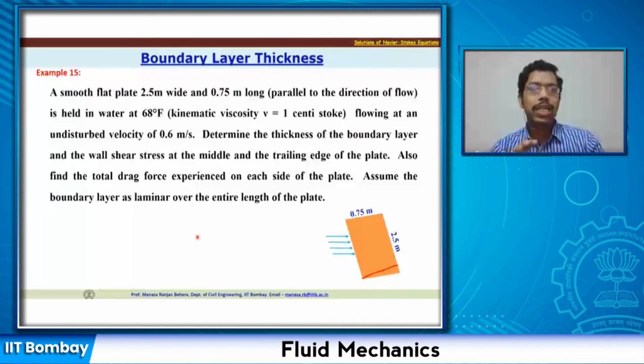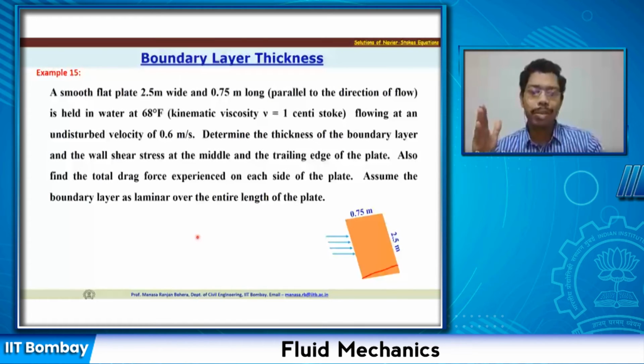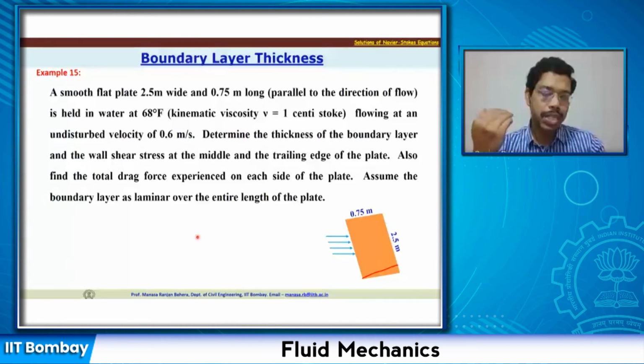The question is, determine the thickness of the boundary layer and the wall shear stress at the middle of the plate and at the trailing edge of the plate. Also find the total drag force experienced on one side of the plate. Assume the boundary layer as laminar over the entire length of the plate. The boundary layer can be laminar and after some time it could be turbulent, but what we are assuming is that over the whole length of the plate the boundary layer remains laminar. So the laminar boundary layer theory that we have discussed so far we can apply here.